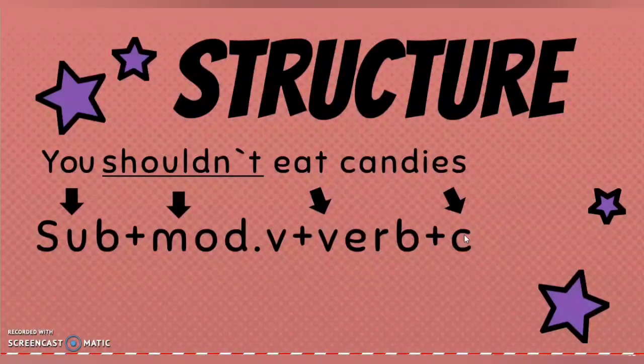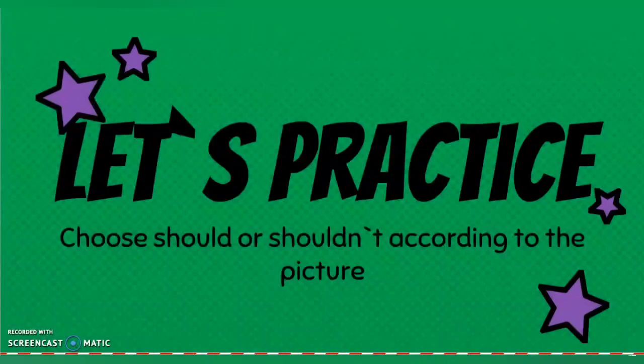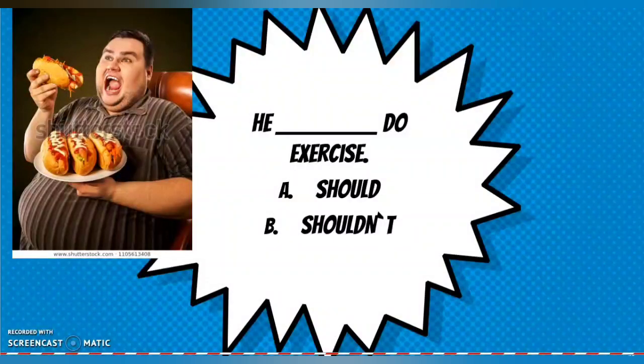Okay, so now let's have some practice. You're gonna choose should or shouldn't according to the picture. So let's start. I'm gonna give you a time. He, line, do exercise. Should or shouldn't? You say. Okay, very good. He should do exercise. Él debería hacer ejercicio. Okay, number 2.